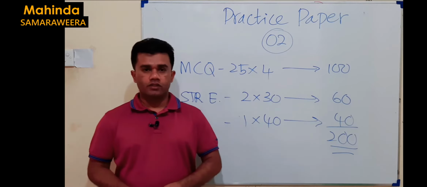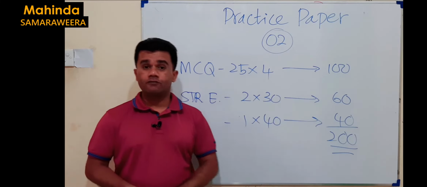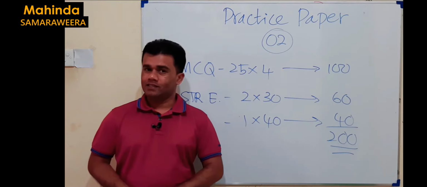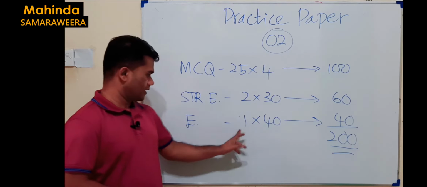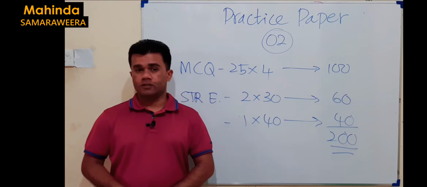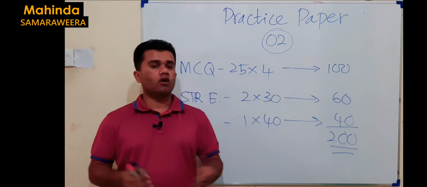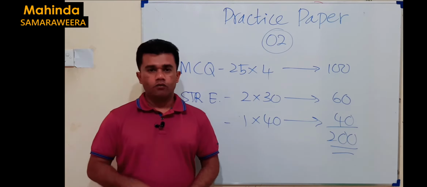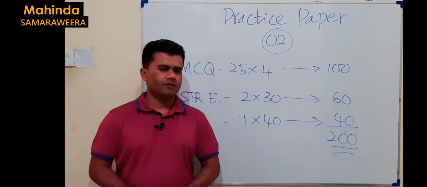25 MCQs into 4, you get 100 for MCQ paper part. 2 structured essays into 30, 60 for structured essay. 1 essay into 40, you get 40 marks for the essay. Then total marks for the paper will be 200. Then you can divide that by 2, you can get the final mark.